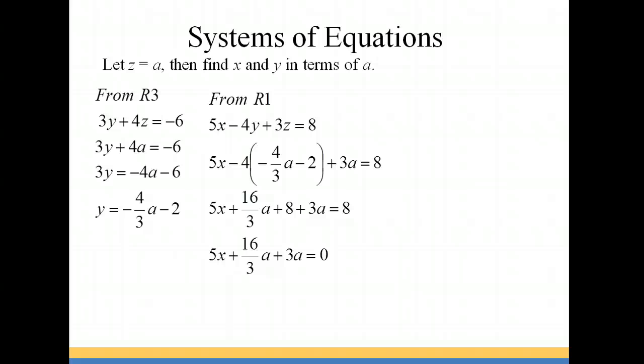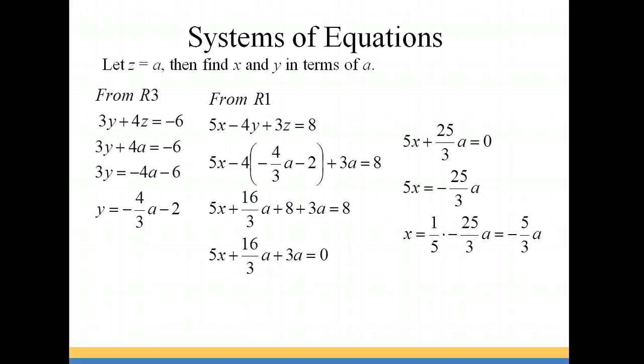So we have 5x plus 16/3 a plus 3a equals 0. Then we have two a terms that I combined as 25/3 a. And then I brought the 25/3 a over to the other side, and then multiplied by 1/5. So I have that x is equal to -5/3 a. So now I know that my ordered triple is of the form where x is -5/3 a, y is -4/3 a minus 2, and z is a.